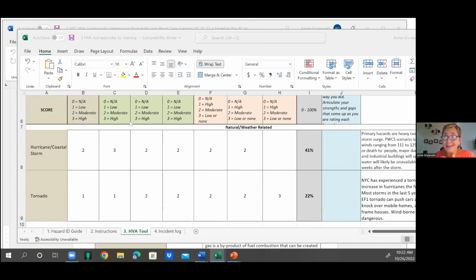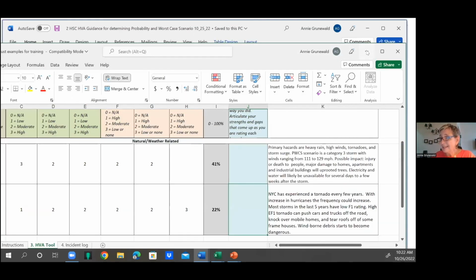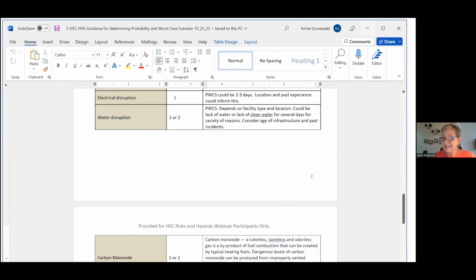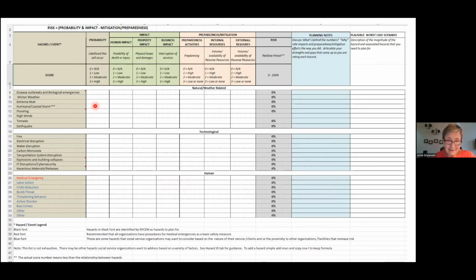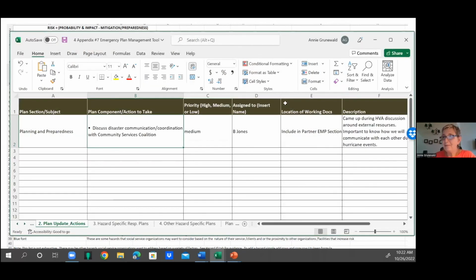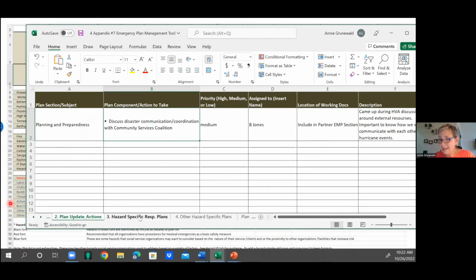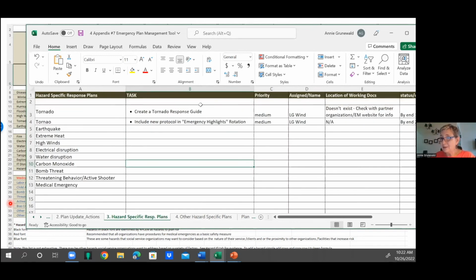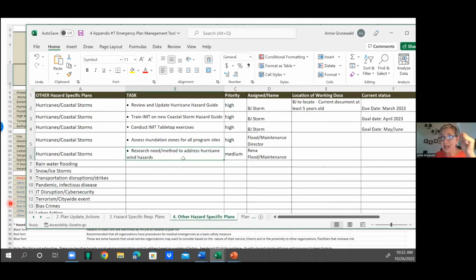So we have yet another tool, not that you have to use ours, but we did. This is actually, I think, Appendix 7 in your appendices. And really, this is just a tool that we made so you can keep track of tasks that you said you're going to do that are going to improve your emergency plan. So for instance, I'm just going to show you the ones we said about hurricanes. Through the discussion, we thought we need to update the hurricane guide. We want to say who's going to do it. VJ's going to find it.